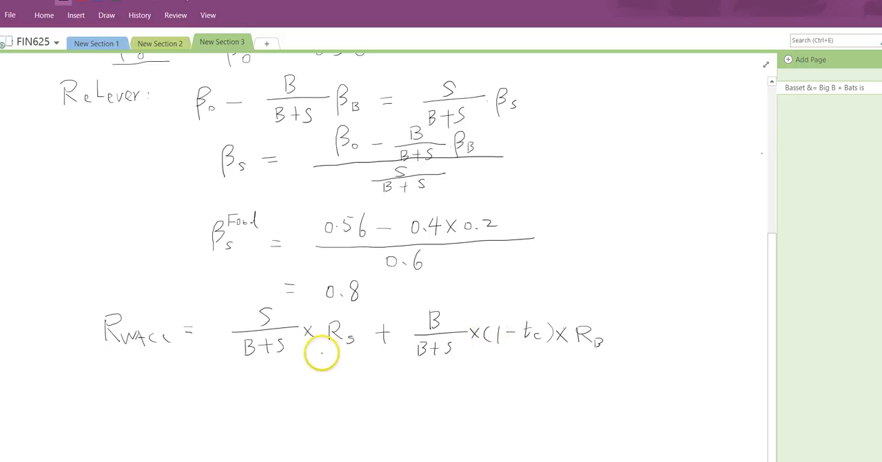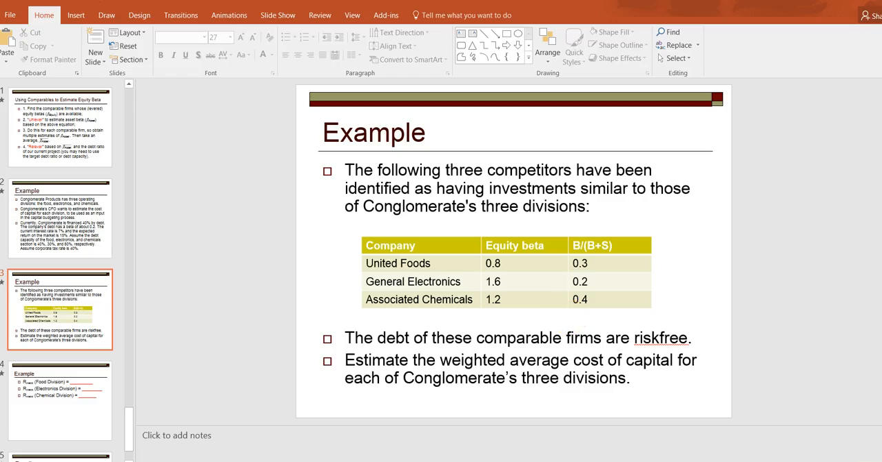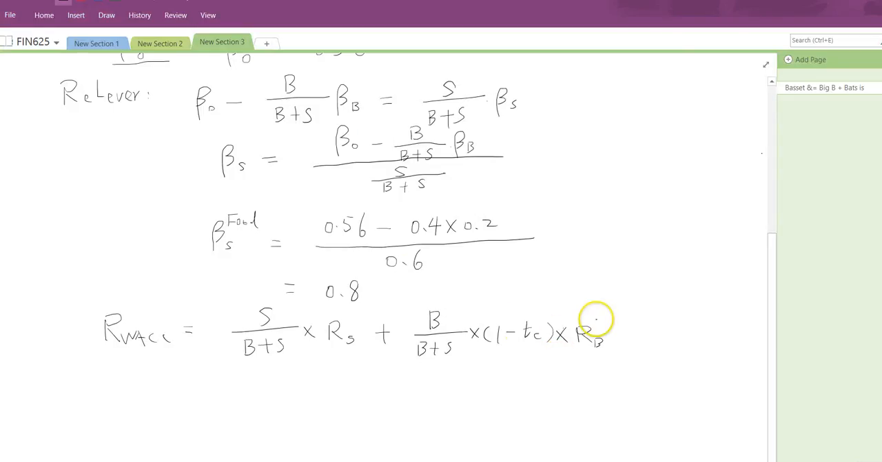So look at this formula. What do we know? We know this S over B plus S, right? For the food division. We're trying to get the weighted average cost of capital for the food division. We know that. Same here. And do we know this RS? We don't. And do we know this RB? We don't. Do we know the tax rate? Yes, it's provided, 40%. So we just need to figure out what RS and RB are. And what we know is their betas: beta S is 0.8 and beta B is 0.2. So that's why we need CAPM. CAPM can translate beta into the cost of capital.